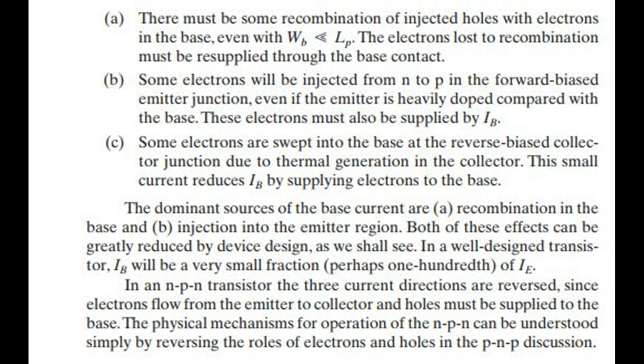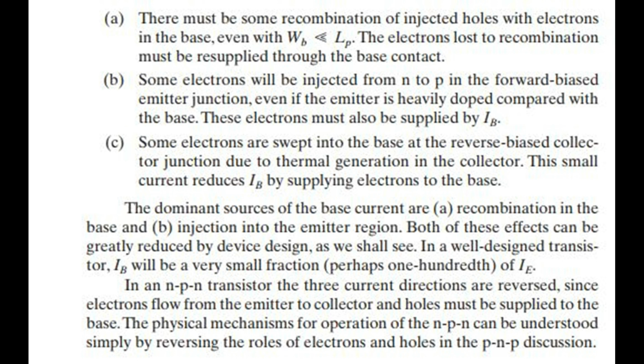C. Some electrons are swept into the base at the reverse-biased collector junction due to thermal generation in the collector. This small current reduces IB by supplying electrons to the base. The dominant sources of the base current are, A. Recombination in the base and, B. Injection into the emitter region. Both of these effects can be greatly reduced by device design, as we shall see. In a well-designed transistor, IB will be a very small fraction, perhaps 1/100th, of IE.